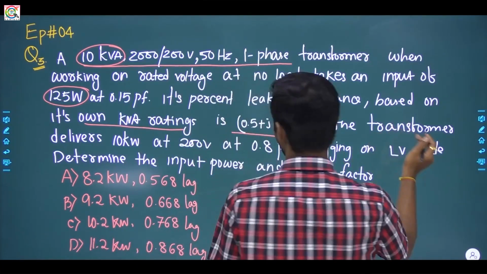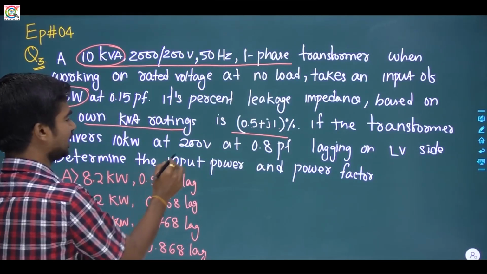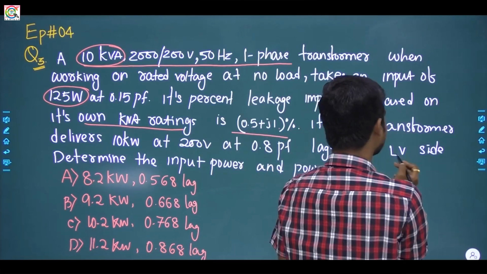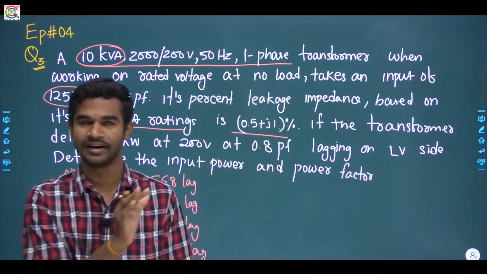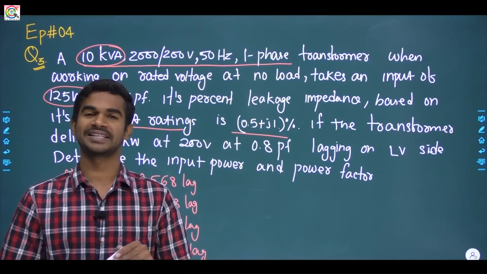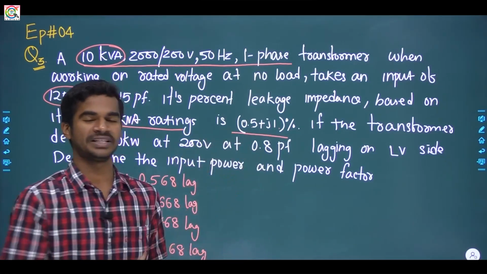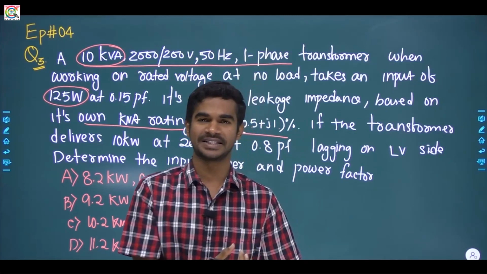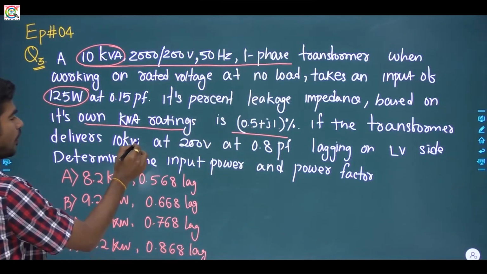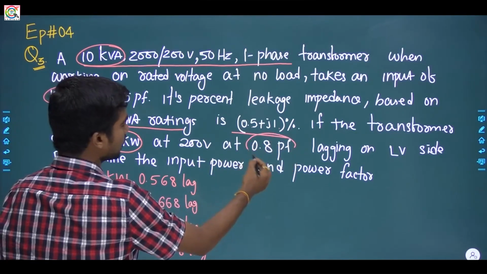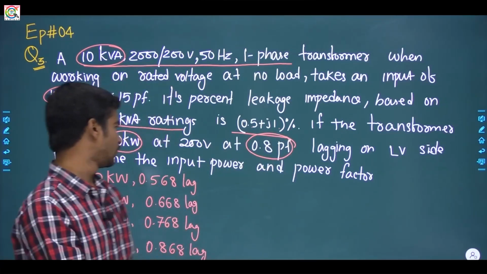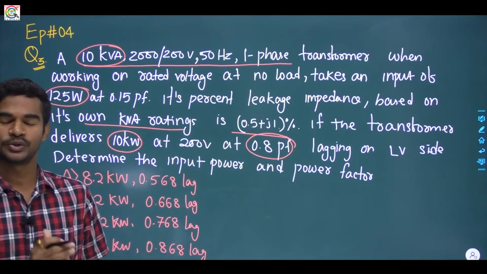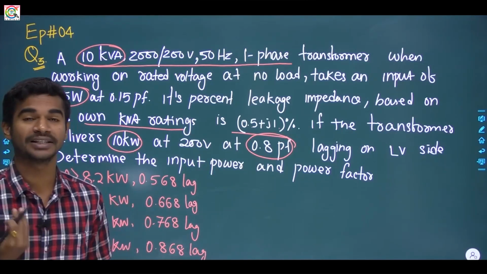Next, the transformer delivers 10 kilowatt at 200 volt at 0.8 power factor lagging on the LV side. Meaning you are exciting the transformer at the high voltage side, that is 2000 volt, and you have connected a load on the low voltage side, and the load is consuming 10 kilowatt of power at the power factor of 0.8. Power consumed, power factor and voltage are given, so you can directly find the current drawn by the load.